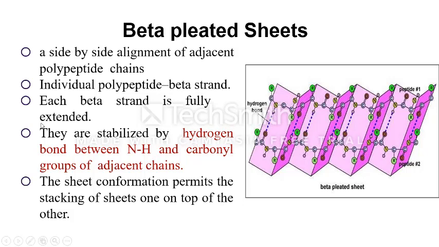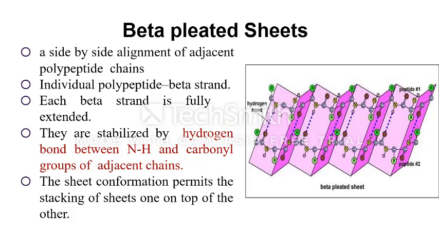So a side-by-side alignment of adjacent polypeptide chains. So you see here the first chain and the second chain. So they are moving side by side, one side and the other side. So they are making a sheet. So this is an individual polypeptide beta strand. This is an individual strand, right?